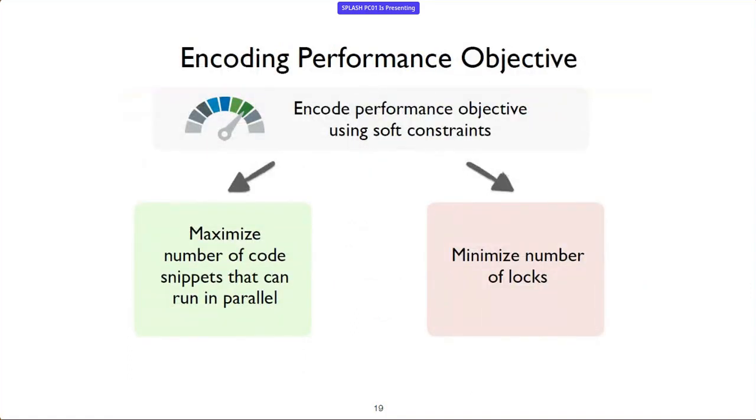So those are the hard constraints. Now let's turn to the soft constraints that we use to encode our performance objective. So obviously, one of our performance objectives, as I alluded to earlier, is maximizing the number of code snippets that can run in parallel. But at the same time, there is a cost associated with each locking operation. Every time you acquire and release a lock, that's not free. So in order to make sure that we don't introduce any redundant locks, we also want to minimize the number of locks that we introduce.